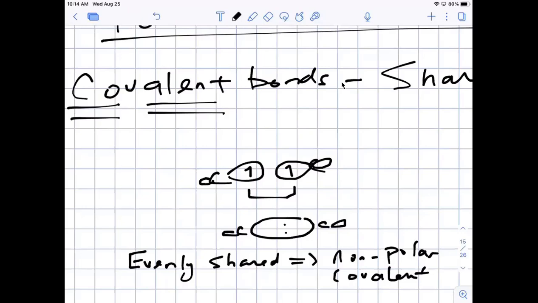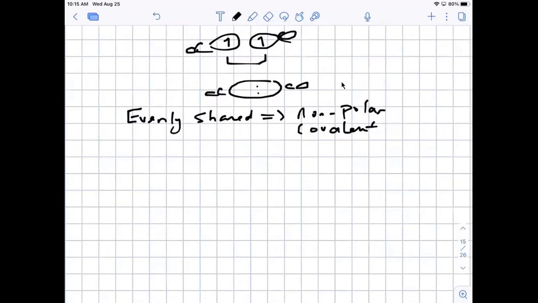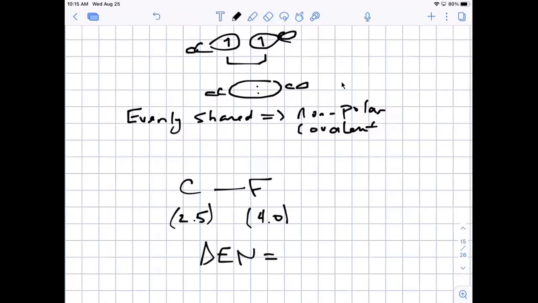Now, if you have a bond between two atoms, but the difference in electronegativity between the two atoms is huge, let's say between carbon and fluorine. Fluorine has an electronegativity of 4.0. Carbon has an electronegativity of 2.5. So the difference in electronegativity is 1.5. That's big, that's huge.